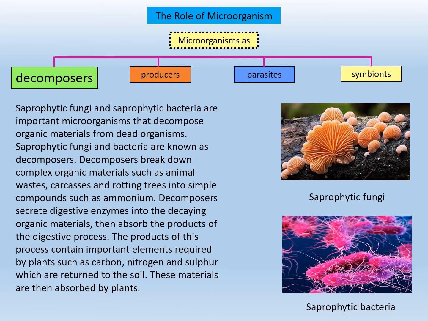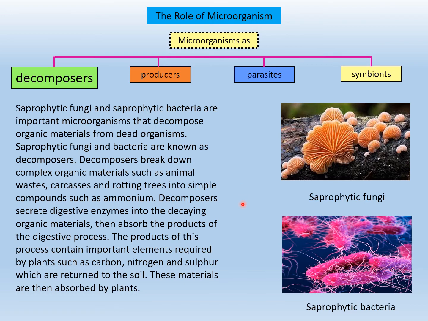Decomposers. Saprophytic fungi and saprophytic bacteria are important microorganisms that decompose organic material from dead organisms. Saprophytic fungi and bacteria are known as decomposers. Decomposers break down complex organic material such as animal waste, carcasses, and rotting trees into simple compounds such as ammonium.